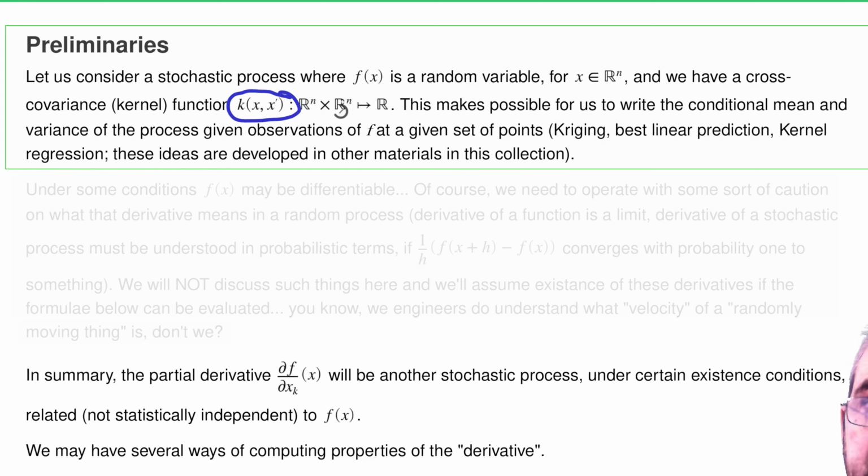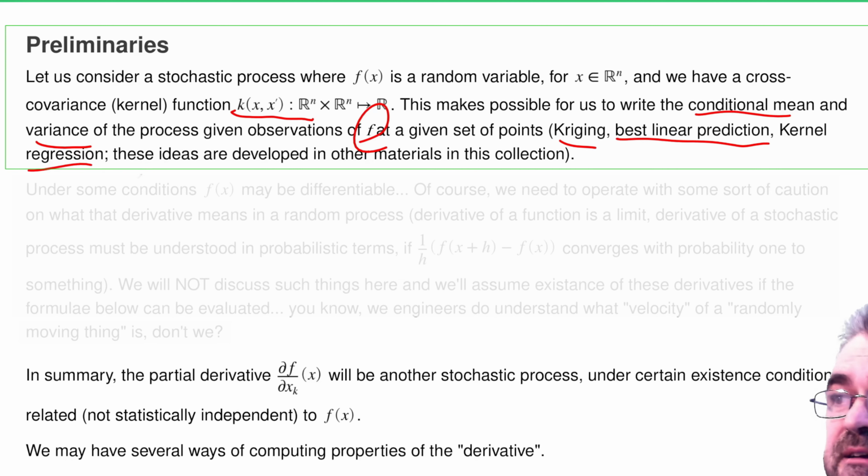If x were time, this would be the covariance of the process at different time instants. But okay, we are n-dimensional, so we are generic. Then of course, with this covariance, we can write formulas for the conditional mean and variance of the process given observations of f at a given set of points, with best linear prediction formulas, and that's called Kriging, kernel regression, which are developed in other materials in this collection and also in many other places, Gaussian process regression.